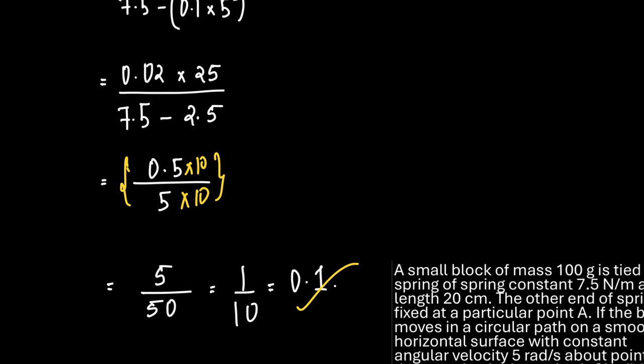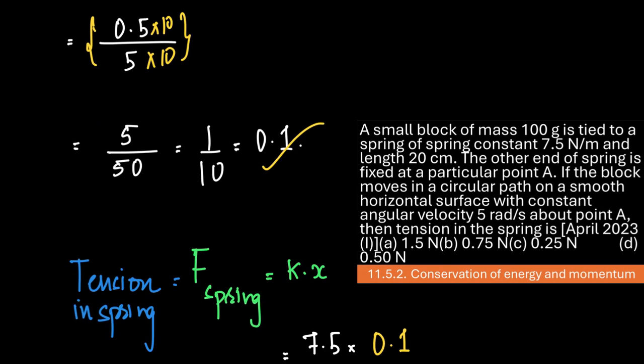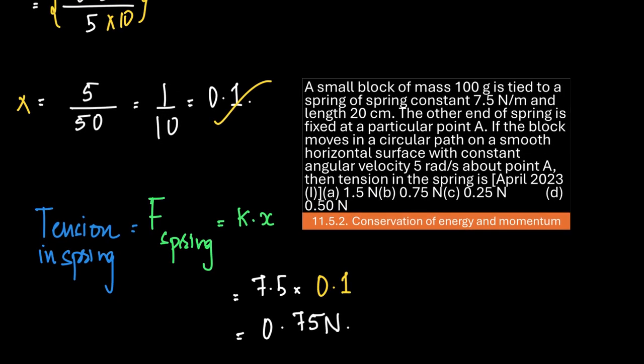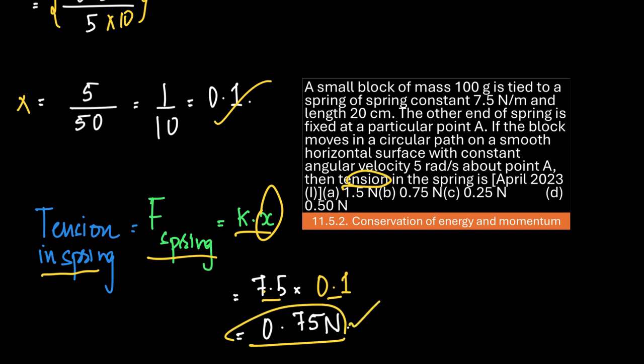Are we done with the question? No, because the question is not to find out x. The question is to find out the tension. And what is the tension in the spring here? It is the spring force. And what is the spring force? It is equal to kx. What is the value of k? 7.5. What is x? We just found it to be 0.1. Therefore, that becomes 7.5 into 0.1, which is 0.75 Newton. Okay, so that's how we do the question in the inertial frame.